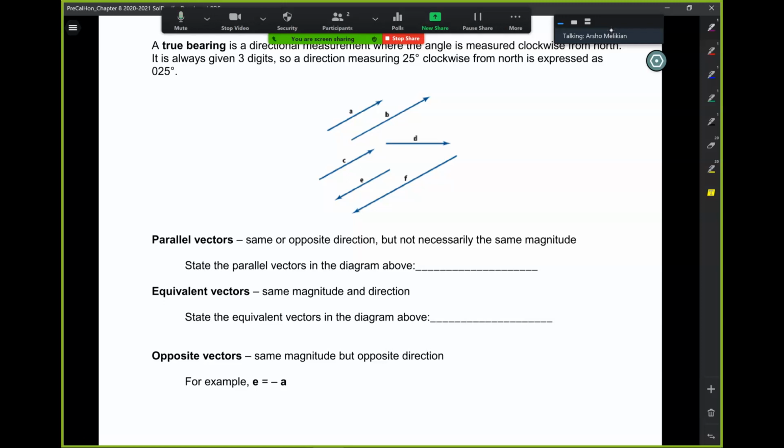Parallel vectors have the same or opposite direction, but not necessarily the same magnitude. Okay, so what are parallel vectors here? Vector A is parallel to vector B, which is parallel to vector C, and also E, and also F. You see how the lines literally look like they're parallel, but it doesn't matter if they're pointing up or down. I was going to say, what about the final arrow, which direction is it pointing in? Does that matter? Right, but you see how it says they go in the same or the opposite direction? So it doesn't matter.